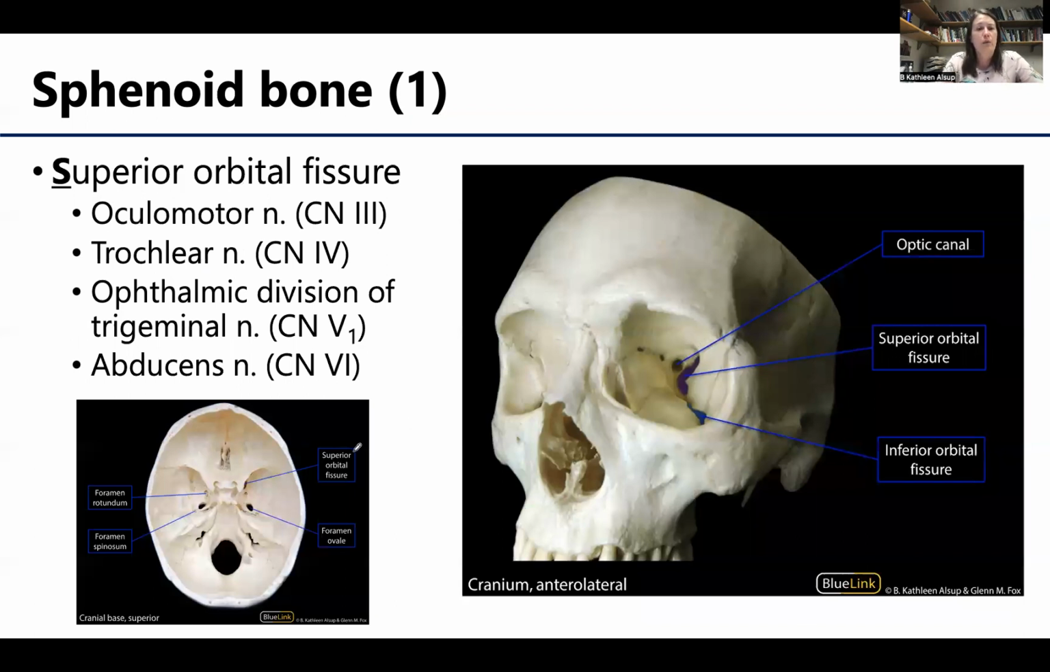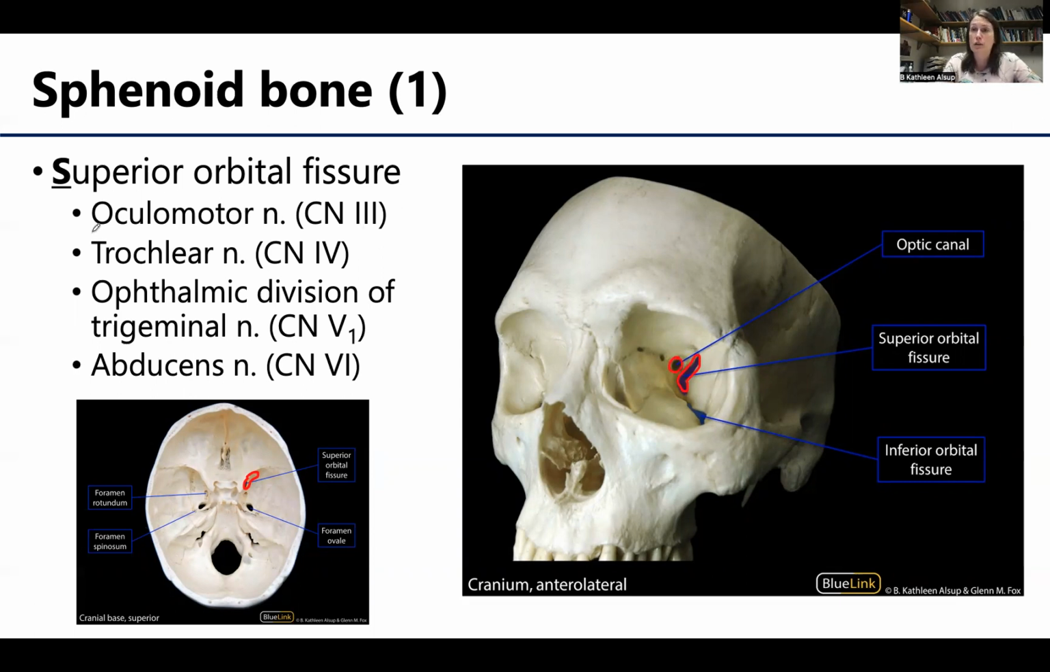One other opening I want you to be aware of that's associated with the sphenoid bone is the superior orbital fissure. You can see a little bit of it peeking out here underneath the lesser wing of the sphenoid. You can see it quite a bit clearer in this anterior view looking into the orbit. It's called a fissure because it's this wider opening. You can see a bit of the optic canal right here. And it's going to allow a lot of stuff to go through there.